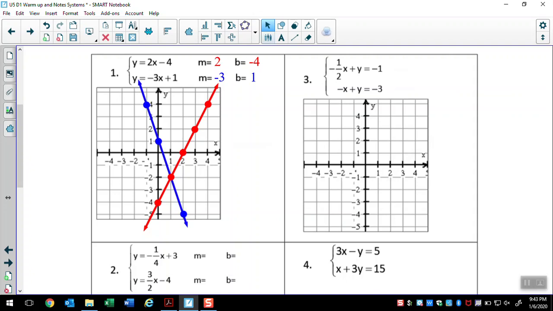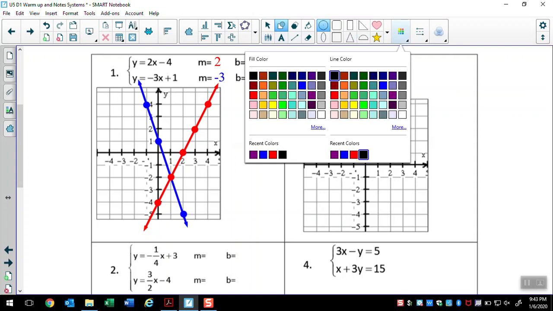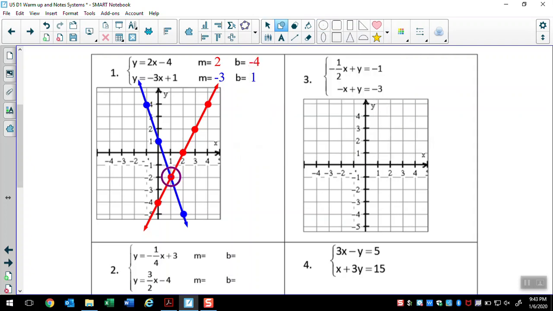And we can see that they intersect right here. So that point right there is our solution. So we say that our solution is the ordered pair for that point, 1, -2.